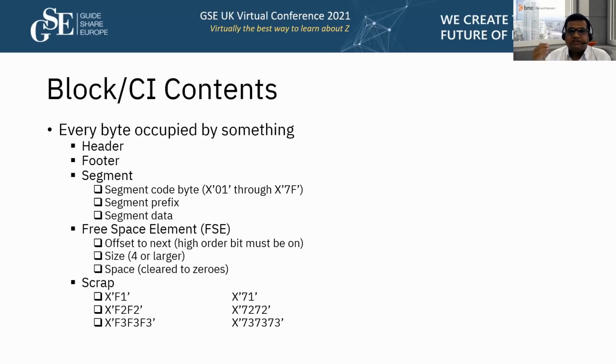And then whatever the space is there in the free space element, it is always cleared to 0. And within the free space element, if your space is less than 4 bytes, which is 3, 2, or 1, we call it scrap, and they are basically initialized with these values, either f1 or 7.1 if it is 1 byte scrap. If it is 2 byte scrap, it will either be f2 or 7.2. If it is a 3 byte scrap, it will either be f3 or 7.3.